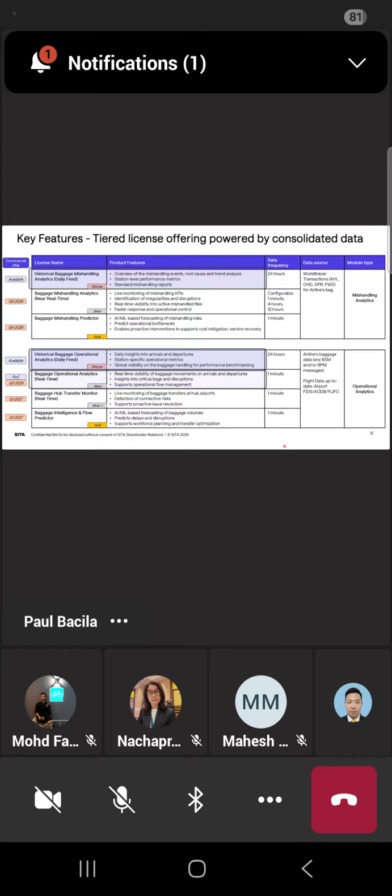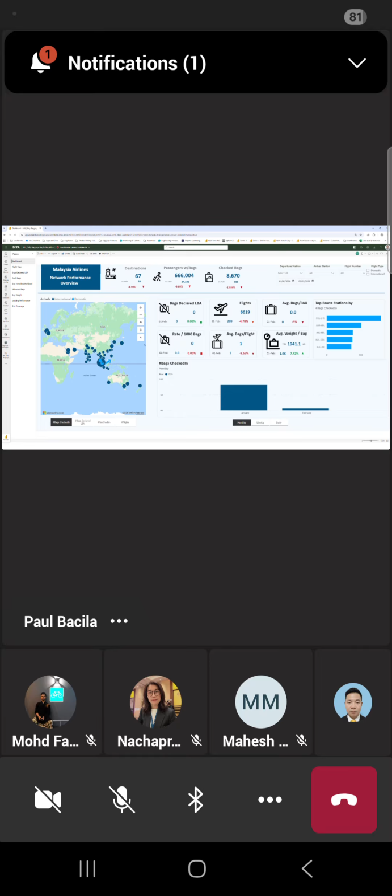If it's interesting, we can have a discussion and add it as an add-on, but that is on top of the Bag Journey contract. So this is really operational data fed from Bag Journey, from the bag messages in Bag Journey.